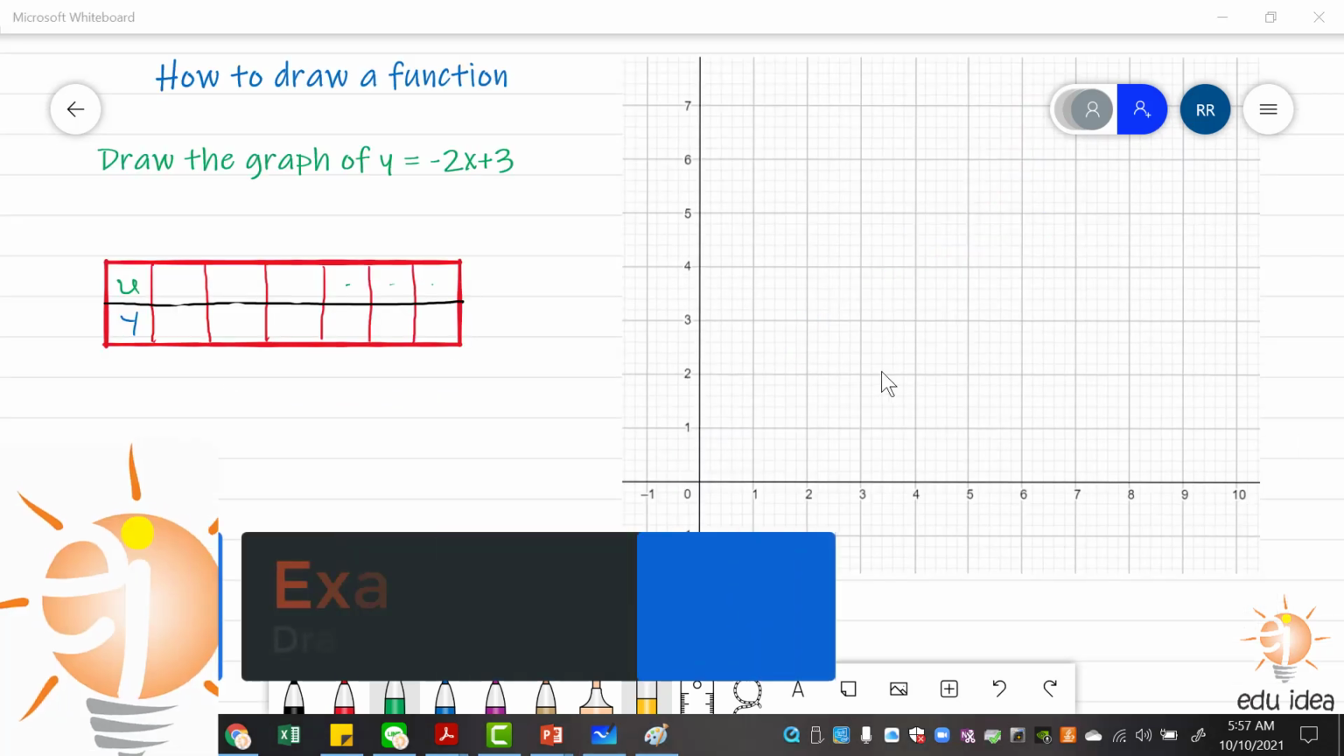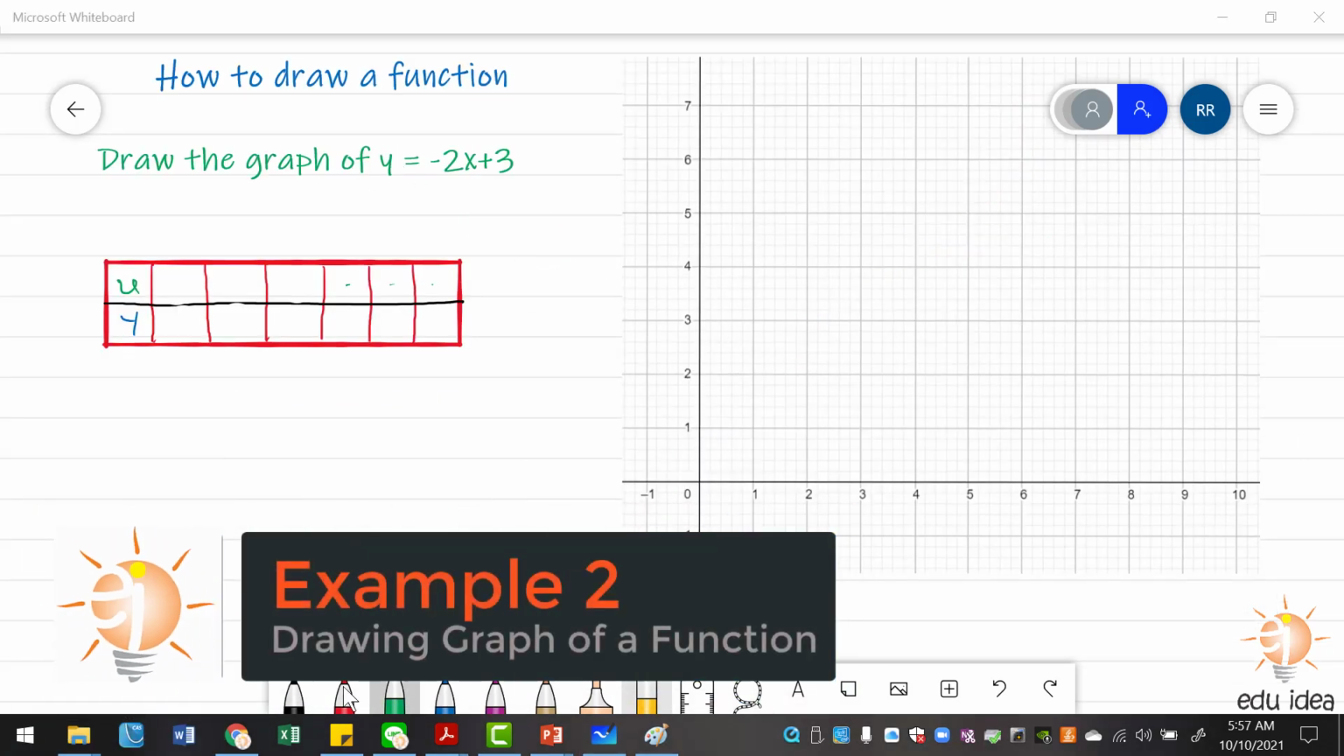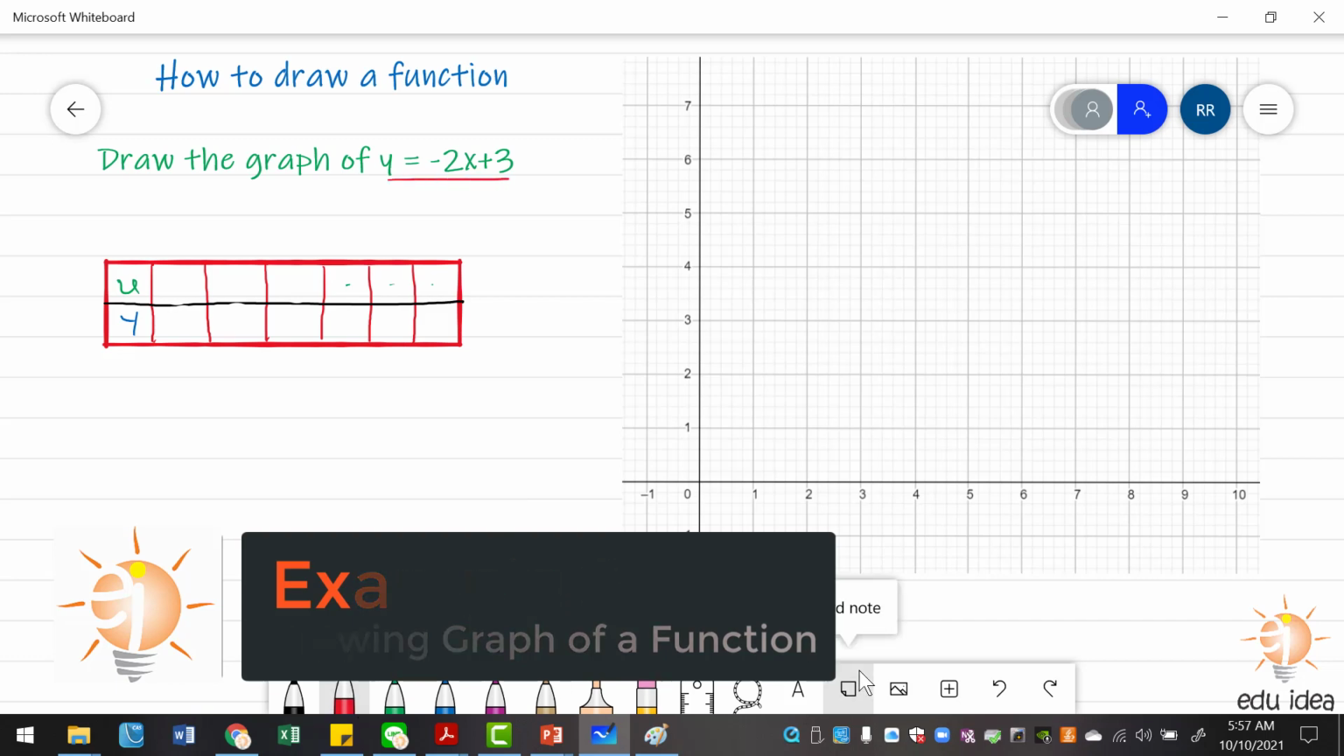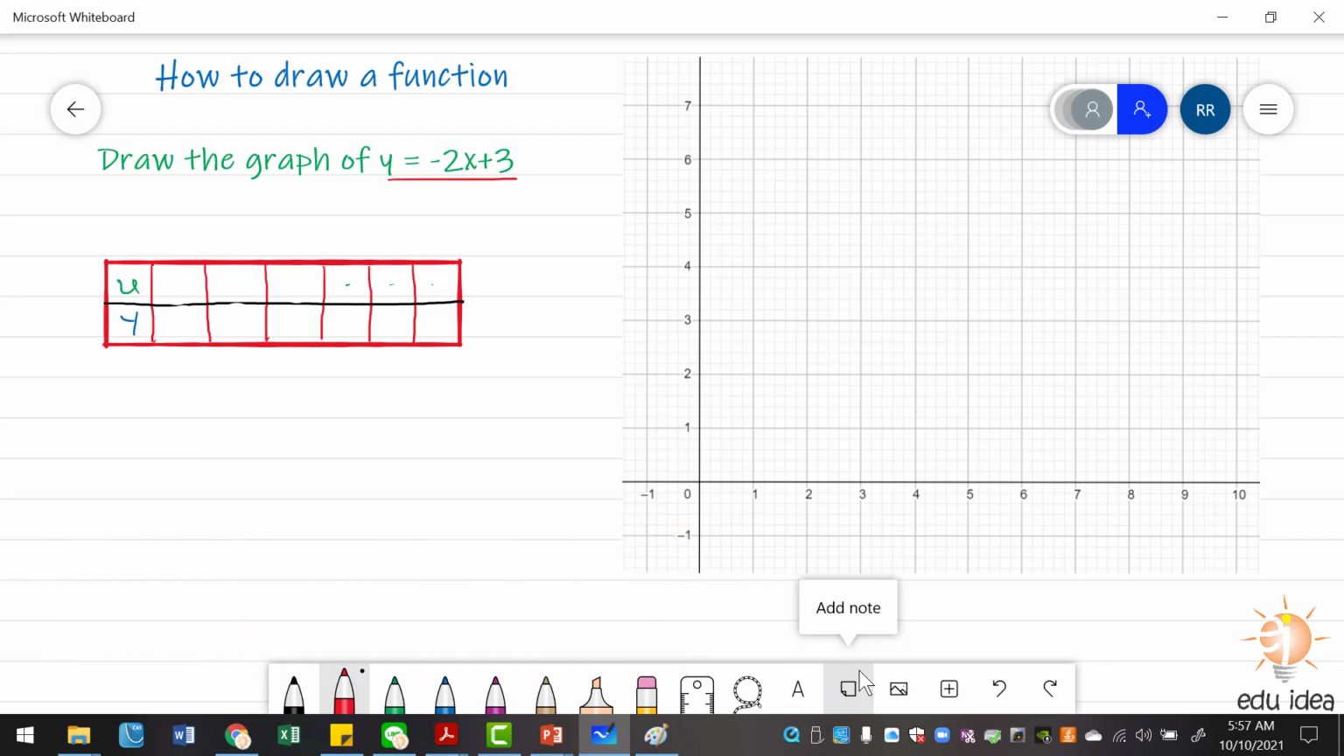Next example, draw the graph of y equals minus 2x plus 3. Okay, so again, it's the same method that we used previously. Draw a table first, then write x and y, and then pick numbers that are easy to calculate, such as 0, 1, 2, 3, minus 1, minus 2, and so on. You can start from either y or x. It's up to you, but normally we use x for this.